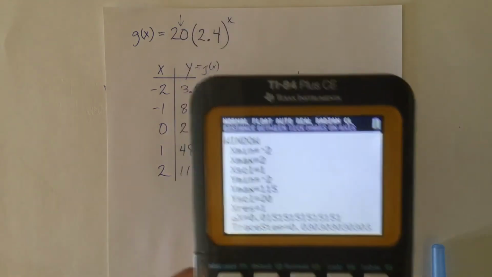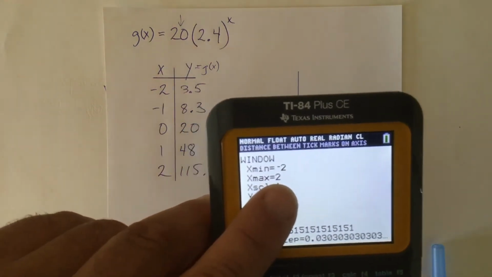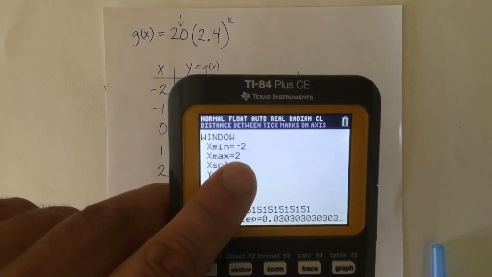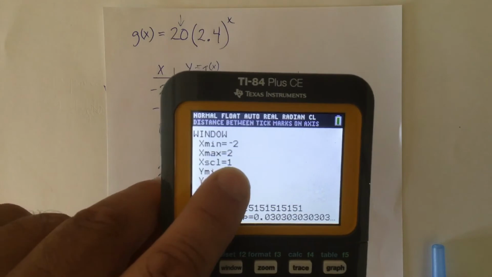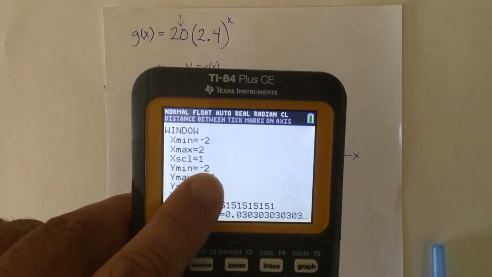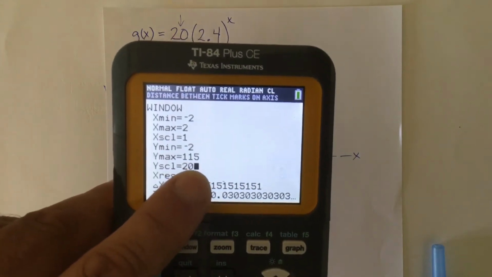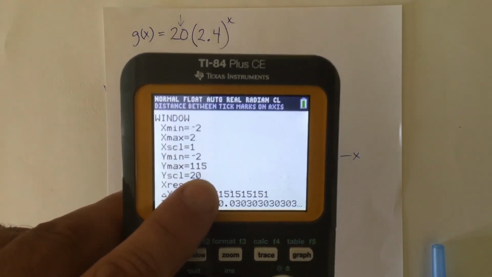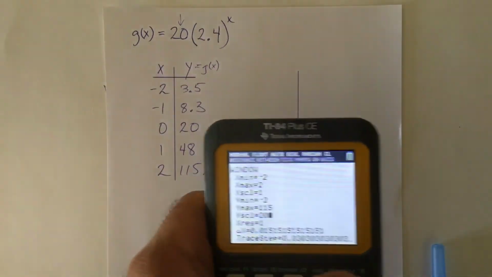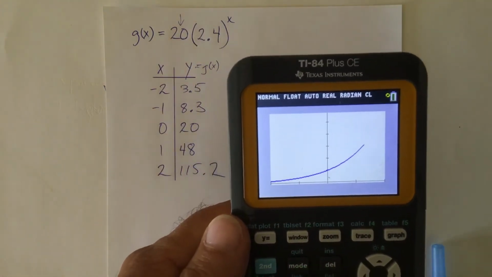So what did I do? I just went to my window and I changed some values. I only need 2 dashes on the left, so -2 for x min. I only need 2 on the right, so 2 for x max. I left my scale alone. Every dash on the x is worth 1 unit. But when I did the y, I want to see a little bit of the y-axis, but I went up as high as my graph goes, and I made every dash now worth 20 to adjust the scale. Scalar. That's what it's called. Let's hit graph and see what this looks like. Boom. And it goes up, up, up, Jetson.